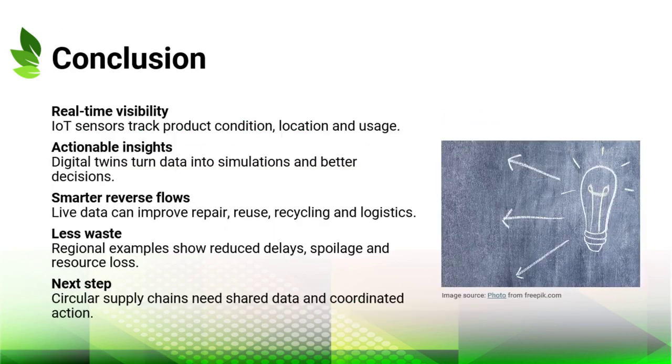IoT and digital twins are most valuable when they are connected to circular supply chain decisions. IoT provides real-time visibility into product condition, location, and usage, which reduces uncertainty across the lifecycle. Digital twins then translate that data into scenarios, helping managers test bottlenecks, reverse flows, and recovery options before acting. The case examples show that the same logic applies in different regions. Better sensing and simulation can reduce delays, spoilage, waste, and resource loss.